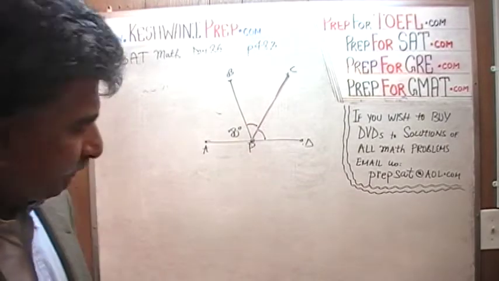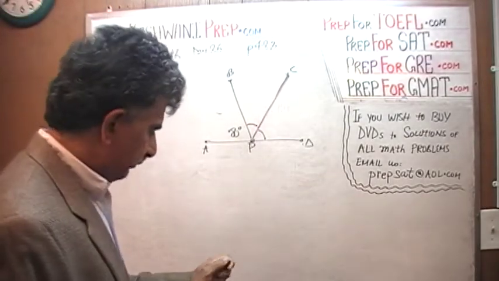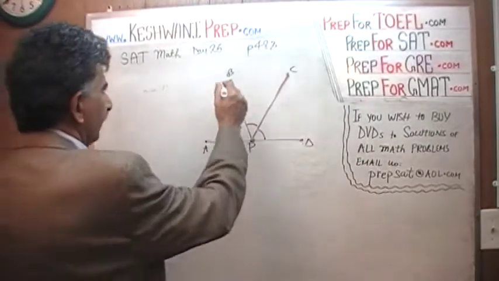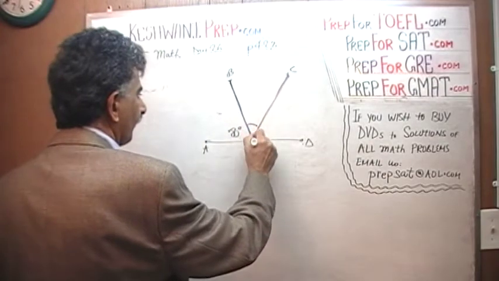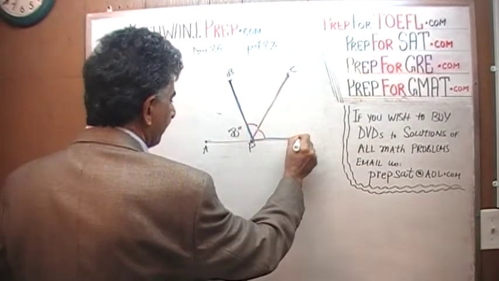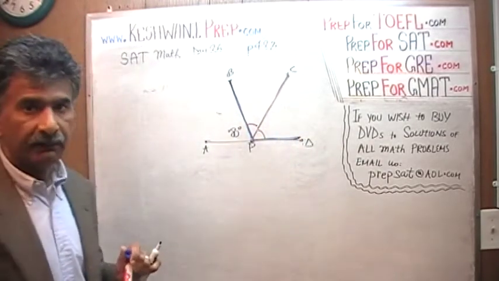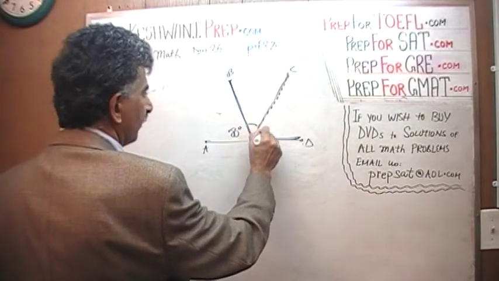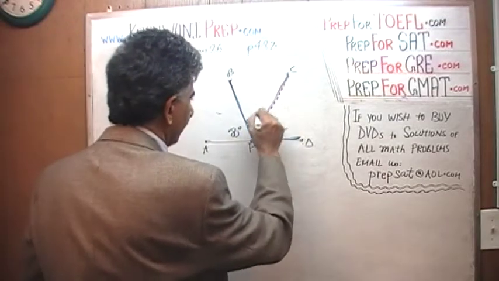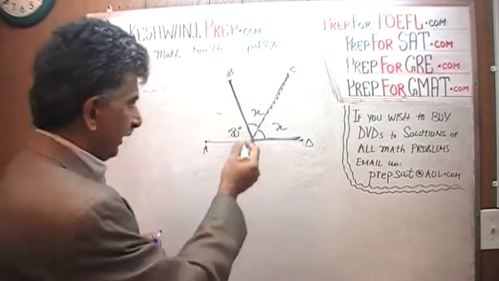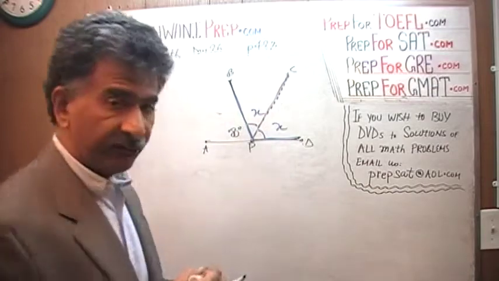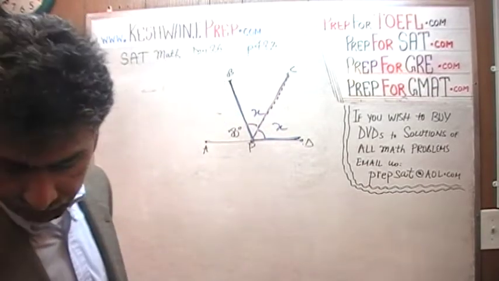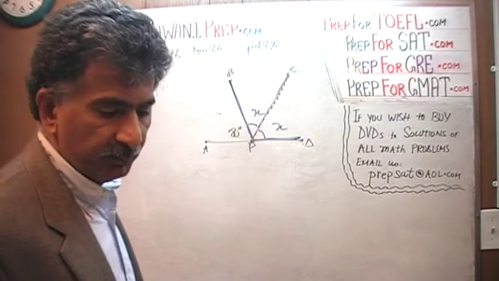PC bisects BPD. Let me show you where BPD is. Right here, this angle. This angle, they're telling us, is cut in half by this line, which means this angle is equal to this angle. Let's call it X, and let's call that X. If we call this one X, then that's automatically X, because they are equal. That's what bisects means.